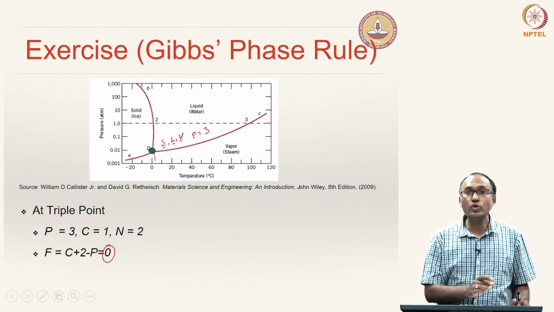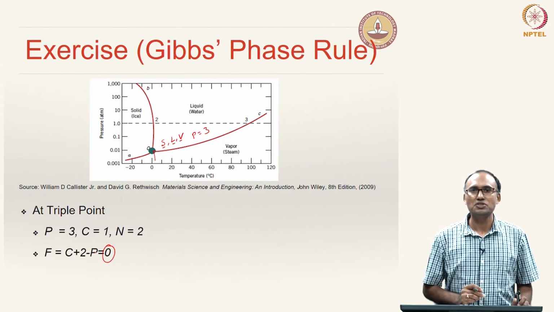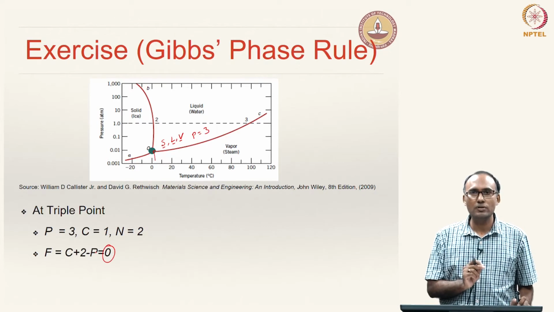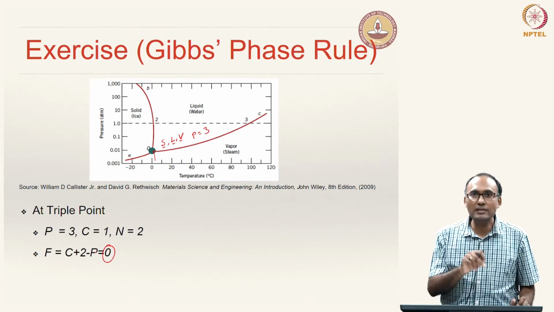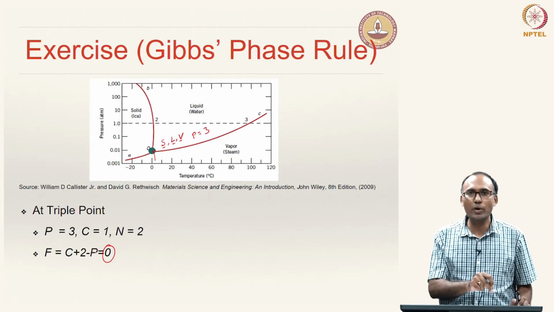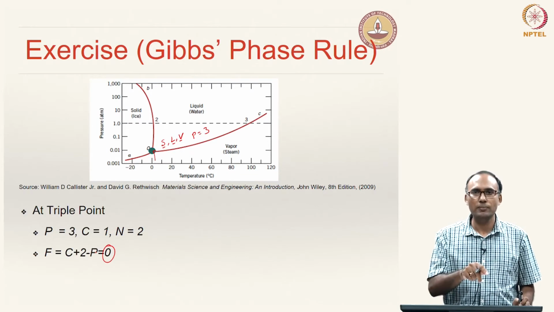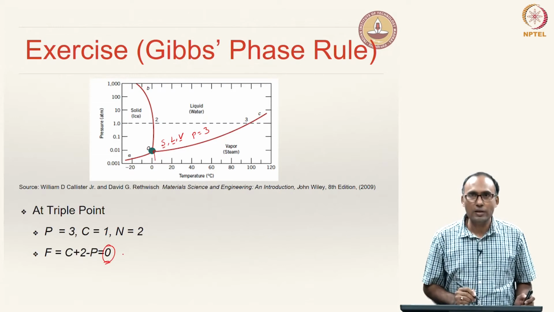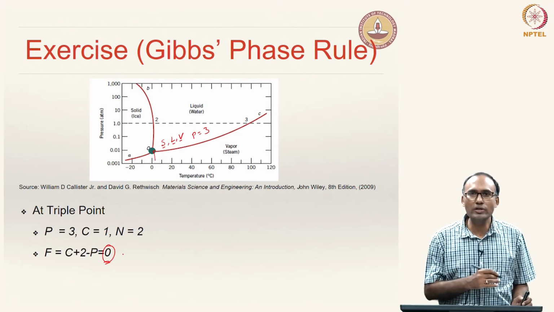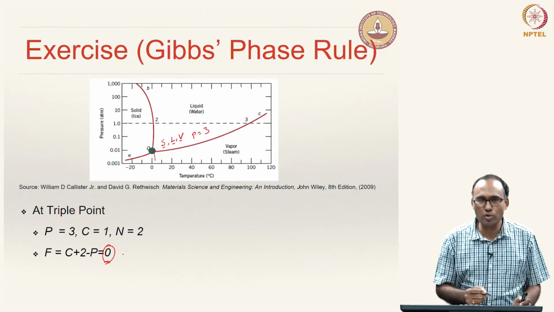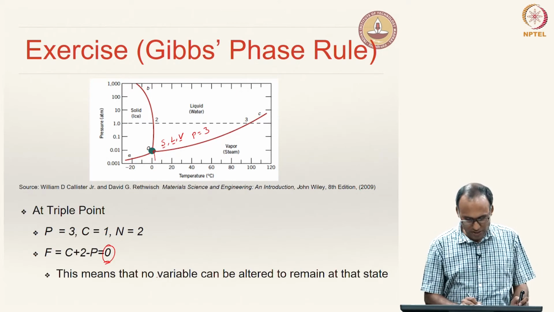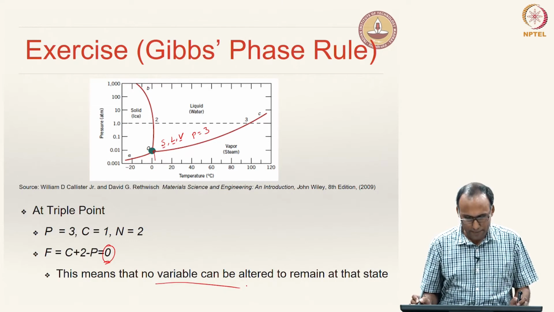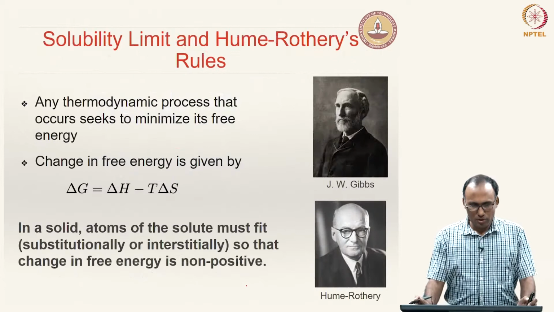That means you cannot change either pressure or temperature if you want to be in that region, that is a triple point. Here the triple point is only a point, right, and hence you do not have any degree of freedom, you cannot move at all. The moment you move, you are going to leave that region and go to another region. So, this means that no variable can be altered to remain at that state. All right.